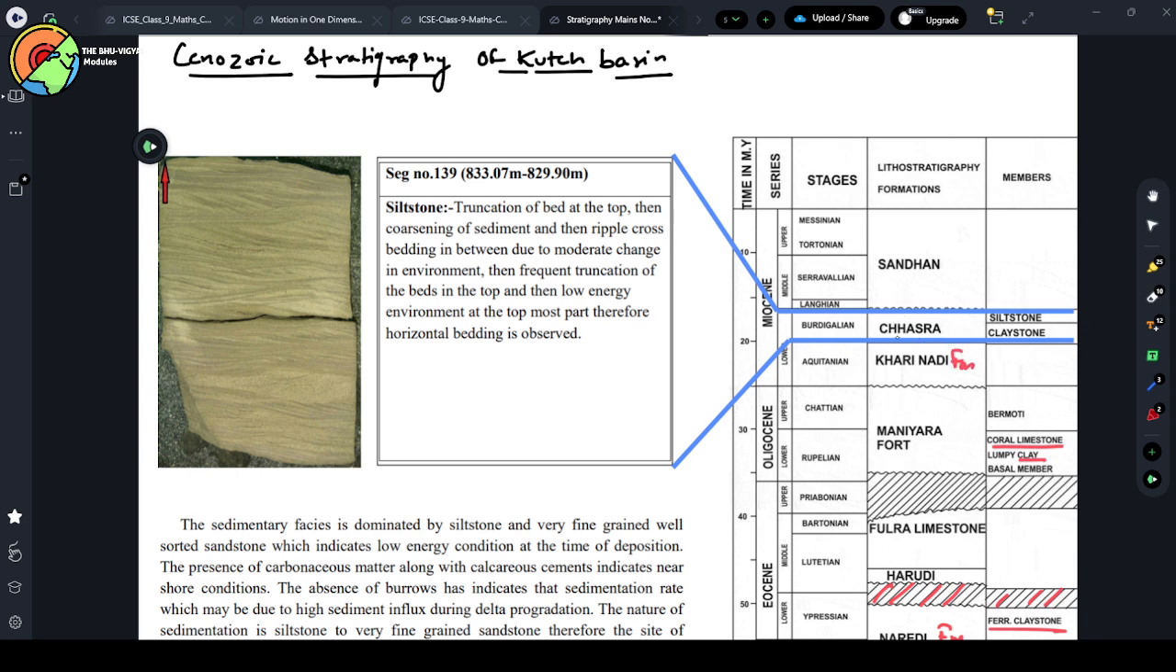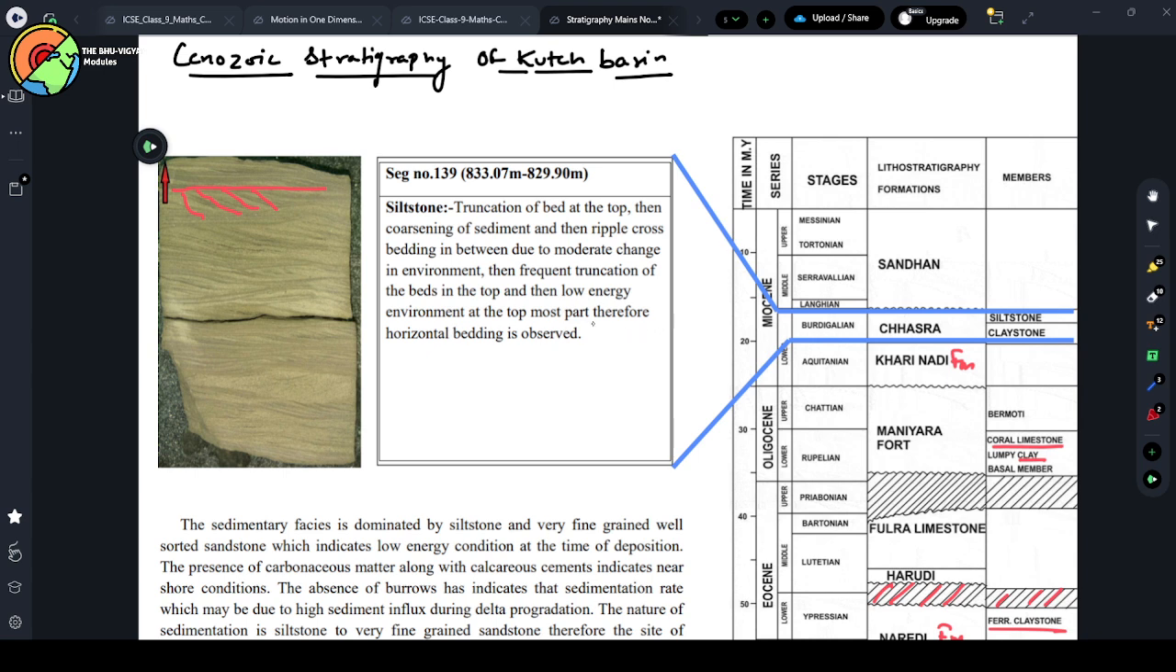Then we have the Chhasra formation, which is siltstone and claystone. This picture was taken by me. You can see in this Chhasra formation a lot of crossbeds. There is truncation of beds at the top, then coarsening of the sediment, and these ripple marks, ripple cross beddings, are due to moderate change in the environment. Then frequent truncation of the bed at the top. You can see the truncation of the bed here.